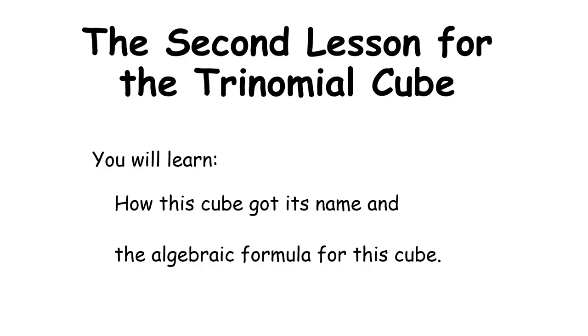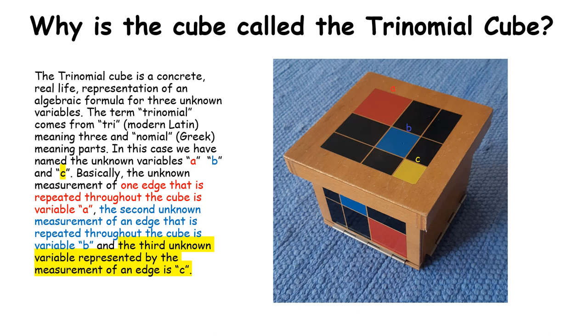You will learn how the cube got its name and the algebraic formula for the cube. The trinomial cube is a concrete real-life representation of an algebraic formula for three unknown variables. The term trinomial comes from tri, modern Latin, meaning three, and nomial, Greek, meaning parts. In this case, we have named the unknown variables A, B, and C. Basically, the unknown measurement of one edge that is repeated throughout the cube is variable A. The second unknown measurement of an edge that is repeated throughout the cube is variable B. And the third unknown variable represented by the measurement of an edge is C.